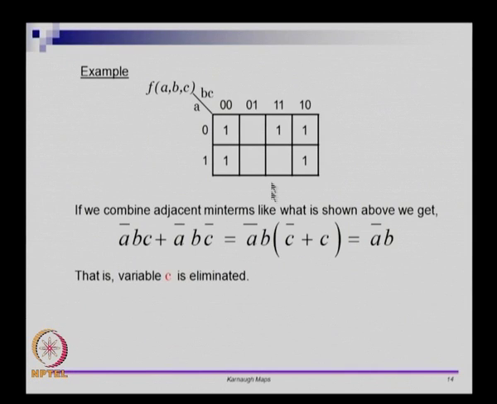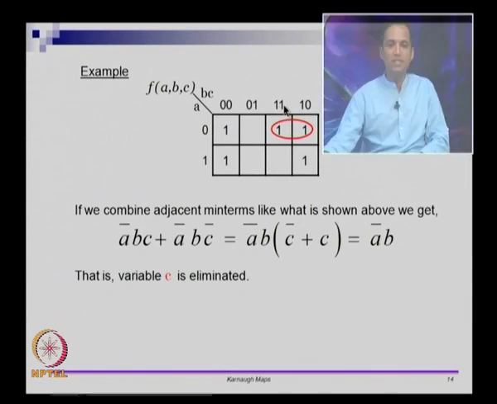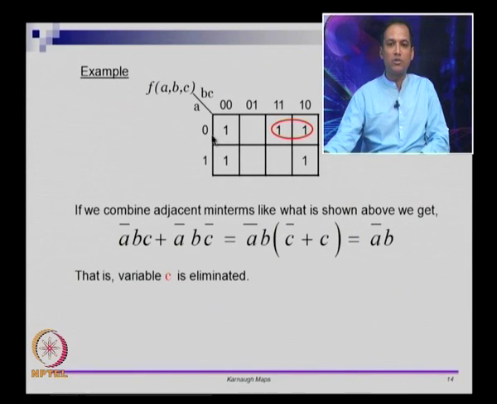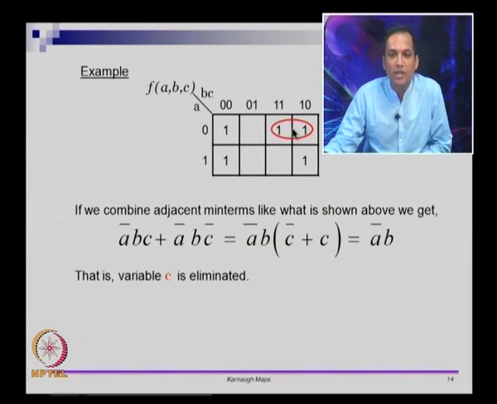Let us do this one more time. Let us look at these two ones which are adjacent to each other. If I group them together, this term corresponds to A bar, B, C, and this term corresponds to A bar, B, C bar. So, we have that as an expression here. A bar B is common, so A bar B you can take it out, and these two ones correspond to A bar B.